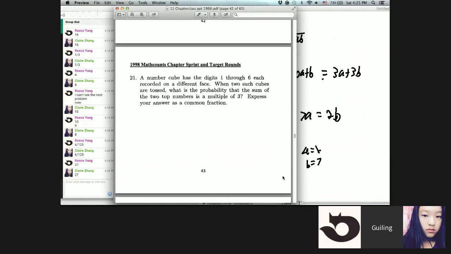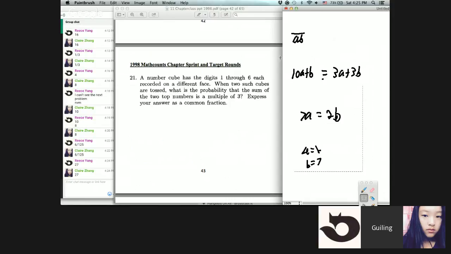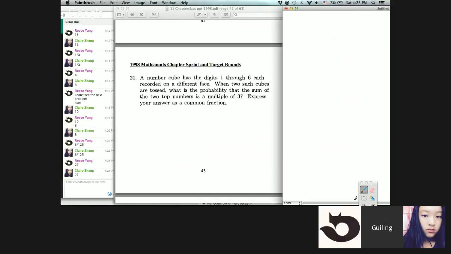Okay, a number cube has the digits 1 through 6, each on a different face. When two cubes are tossed, what is the probability that the sum of the top numbers is a multiple of 3?